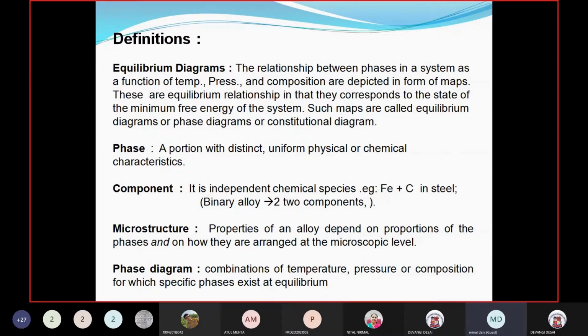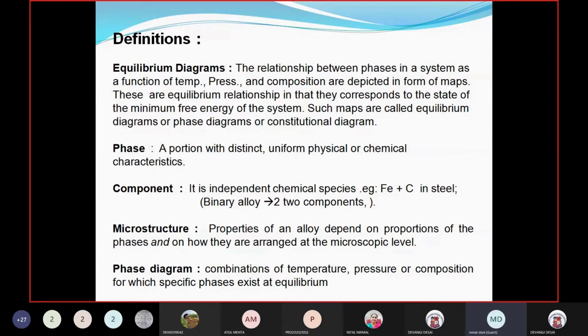Now what is a phase? It is a portion with distinct, uniform physical or chemical characteristics. In the iron carbide diagram, we observe different phases at different temperatures and different weight percentages of carbon. It identifies a distinct portion in which your material is the same, but with that percentage of carbon and at different temperatures, different phases are present. That is known as a phase.